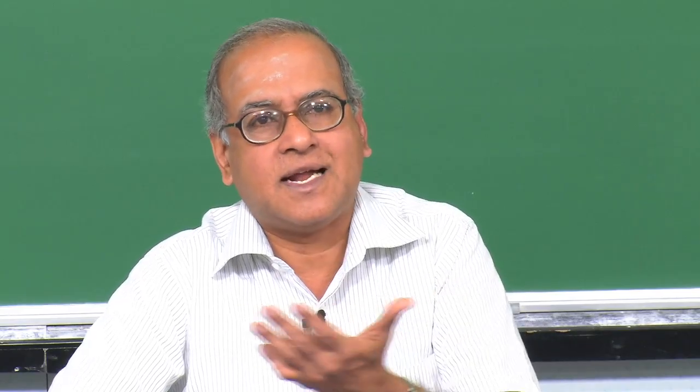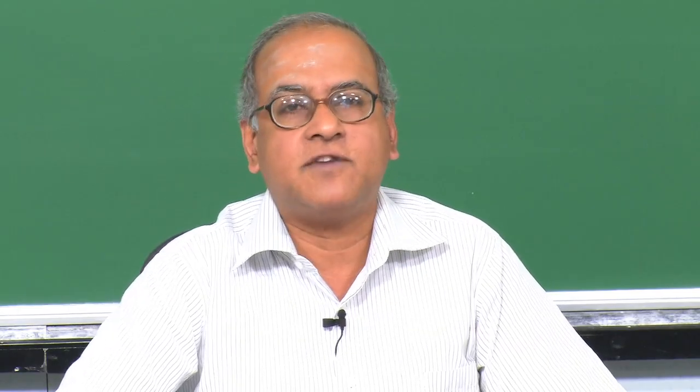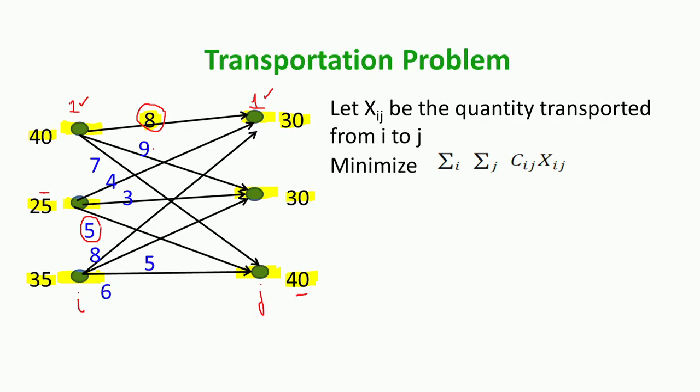Since this transportation can happen in 9 ways, the objective function will be expanded to minimizing 8X11 plus 9X12 plus 7X13 plus 4X21 plus 3X22 plus 5X23 plus 8X31 plus 5X32 plus 6X33. So, there are 9 terms, and these two summation signs, i equal to 1 to 3 and j equal to 1 to 3, Cij Xij, will give us these 9 terms, and that summation is to be minimized.